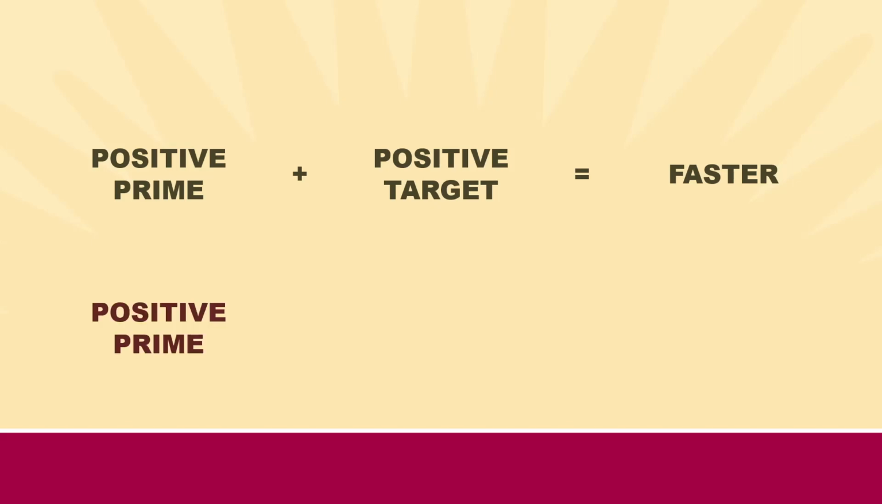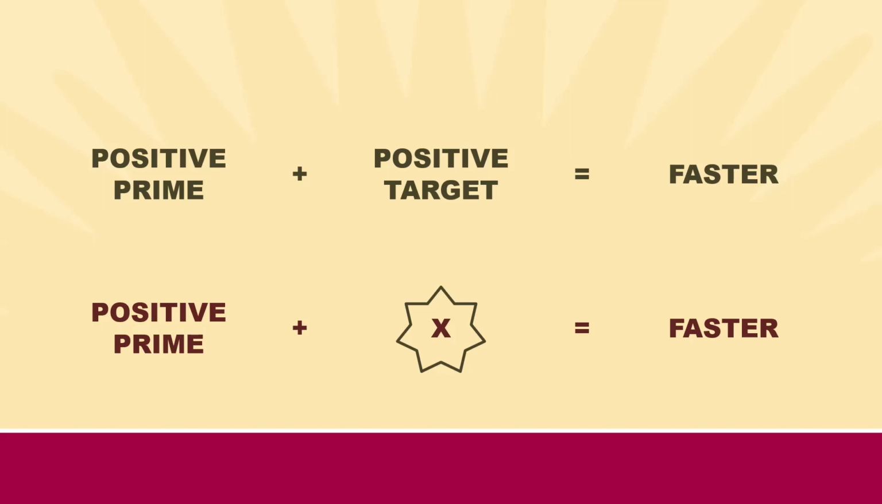We can think about this sort of like a mathematical equation, actually. If we take a positive prime and we add it to a positive target, we get a faster response time. So if we have a picture of a bug, and that's paired with the word disgusting, that equals a faster response time. So now we can, like I said, treat it like a mathematical equation and start taking things out because we know all of the quantities except one. So we can take a positive prime and pair it with an unknown variable. If the response is still faster, then that means that the unknown variable is a positive target. The opposite is true too.